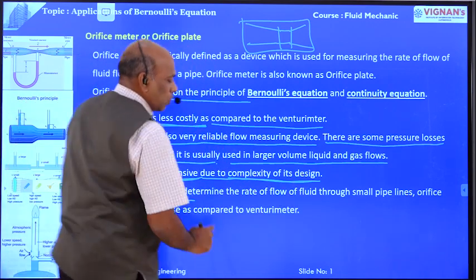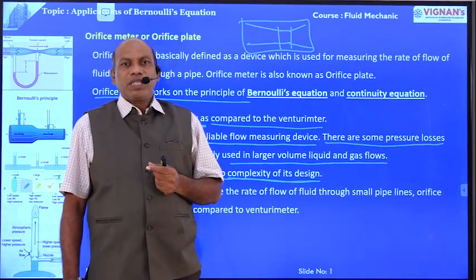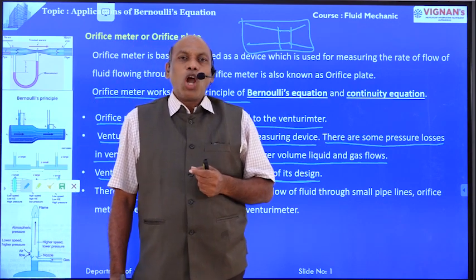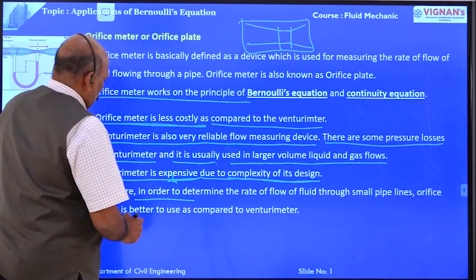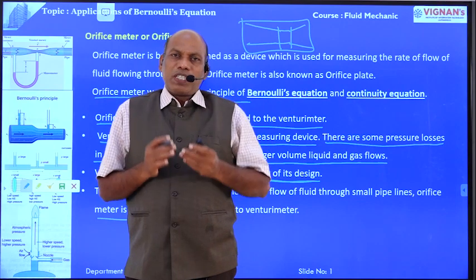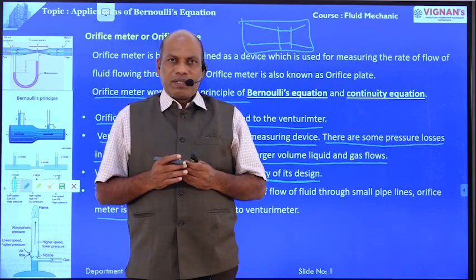Therefore, in order to determine the flow rate in small pipes, we generally use orifice meters. Right? And also the orifice meter is better. This is about the difference between the orifice meter and the Venturi meter.